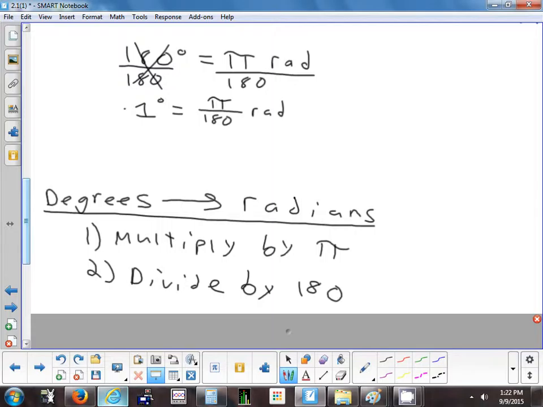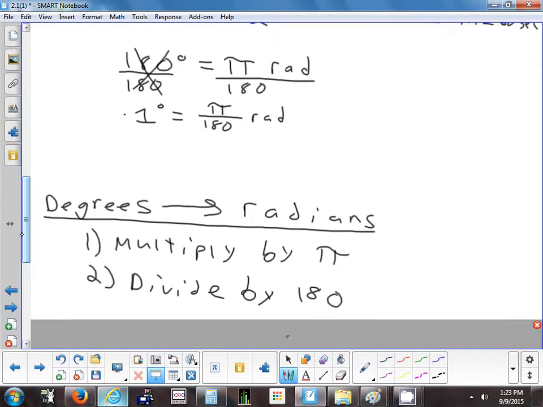Okay, and as we start to go through it, when you think of degrees, 180 is the number we're going to think of. And when we're dealing with radians, I want you to think of pi. So 180, think degrees. Pi, think radians. That's going to come up in a minute. Any questions on the two steps to change degrees to radians?